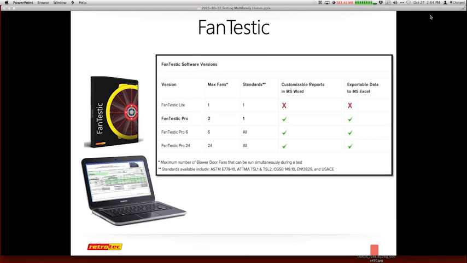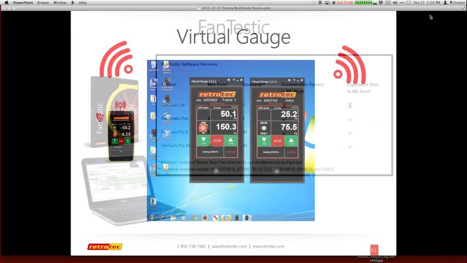You can go online and download Fantastic for free. There are different versions, whether you want to use the Pro, with 2 fans or 6 fans or 24. The one you download for 30 days will do everything for you. So it's a great resource that's out there. You can download it and give it a try, so I definitely encourage you to do that. We have other webinars that are specifically about Fantastic.